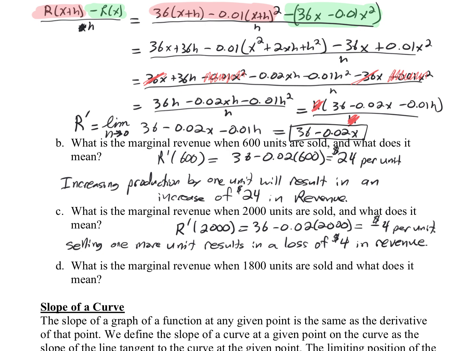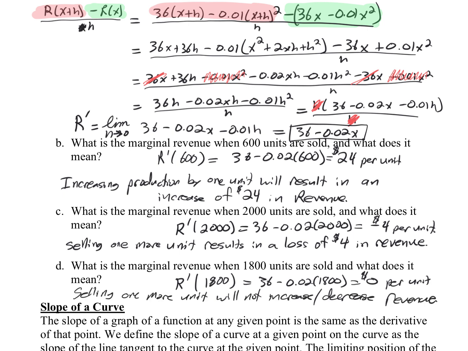All right, final question here. What is the marginal revenue when 1,800 units are sold? Well, the marginal revenue is r prime. Let's plug 1,800 into that. When we do this, you're going to see that you get $0 of marginal revenue. So $0 per unit. And then the implication here, let's write it out, is that if you sold one more unit, you would neither increase nor decrease your revenue.